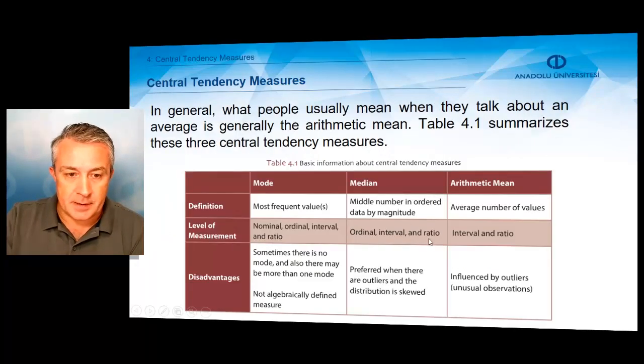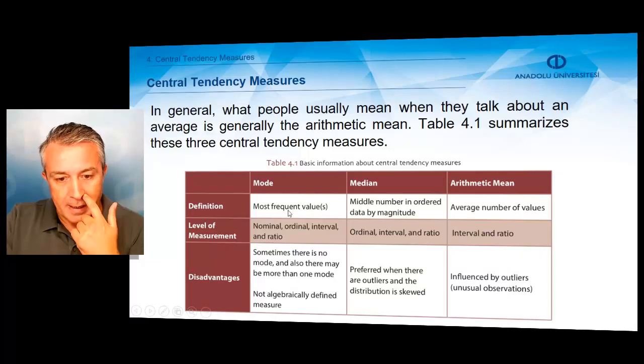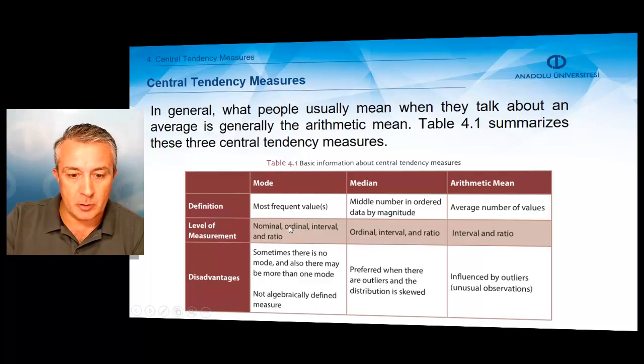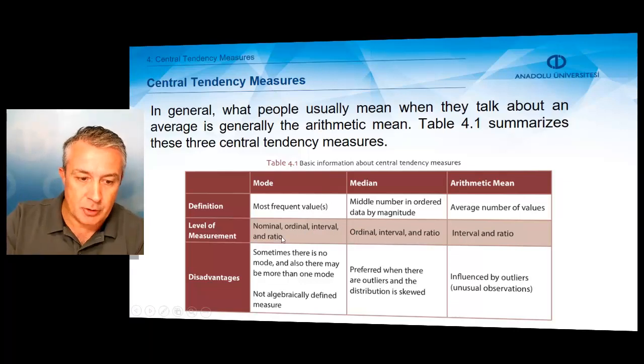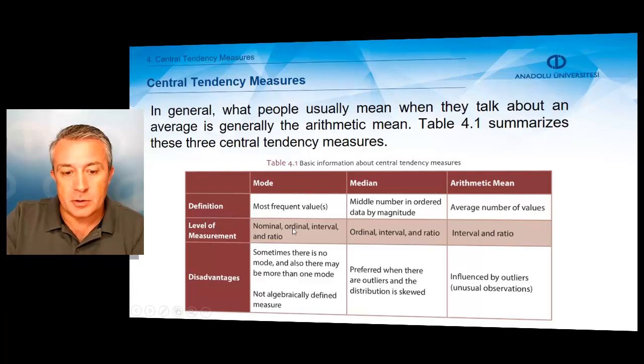In statistics, we have the mode, median, and arithmetic mean. These are the most frequently used averages, and they are suitable for different purposes. The mode is the most frequent value, the most repeated observation value in your data set, and there is a restriction for the level of measurement. You can use the mode with nominal, ordinal, interval and ratio levels, but the arithmetic mean can only be used with interval and ratio levels. So if you have nominal and ordinal level data, you shouldn't use the arithmetic mean.